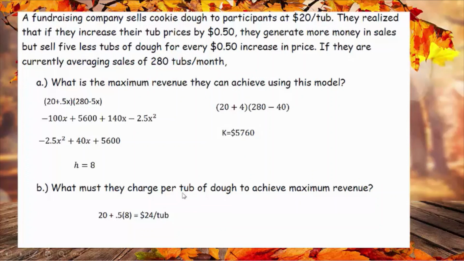For letter B, they're asking, so what do you charge per tub of dough? And again, we don't want to say $8. Normally it's $20 a tub. We're not going to sell it for $8. I think that's too much of a discount. So we want to make sure we use our price formula. 20 plus 0.5 times 8, that's going to be $24. So we're going to raise it to $24 per tub and hope that we make that $5,760 in revenue.